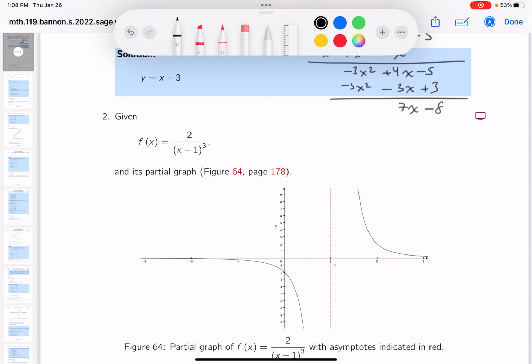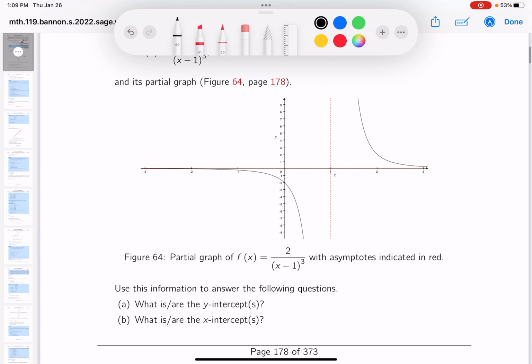Okay, for problem number 2, we're given a rational function, and we're given a partial graph of that rational function, and they're kind of asking questions about it. I just don't know what the questions are at this point, but I do see the graph, and I want to go through the questions. Hopefully there'll be some questions that I can answer about it. So what's the first thing to do?